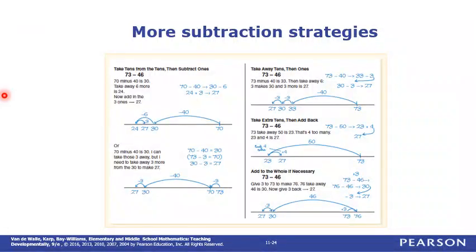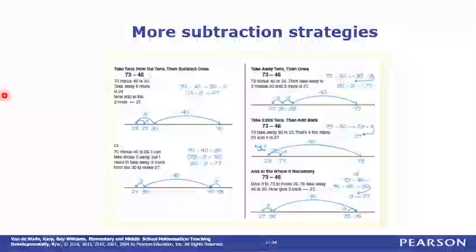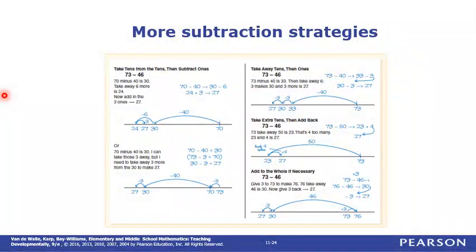So here are 4 more subtraction strategies that involve taking away or jumping back. So here's the same problem, 73 minus 46. The first one is to take tens from the tens and then subtract the ones. So 70 minus 40 is 30. Take away 6 more is 24. And now add in the 3 ones to get to 27.